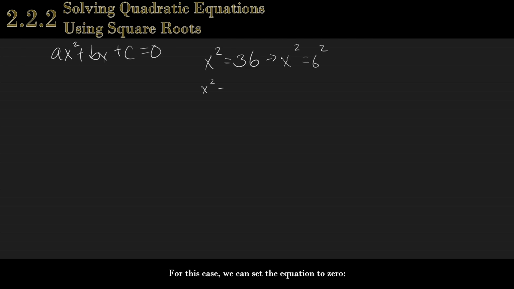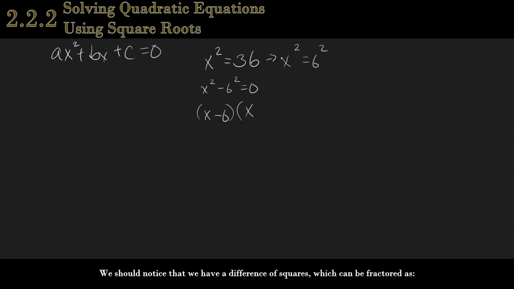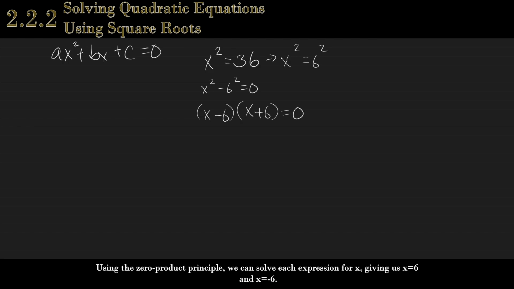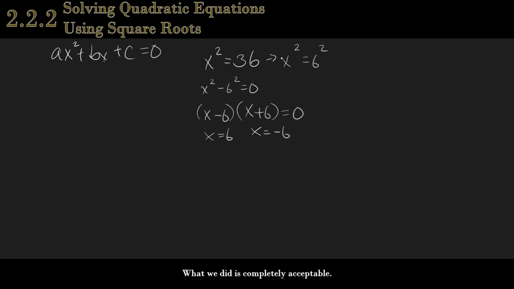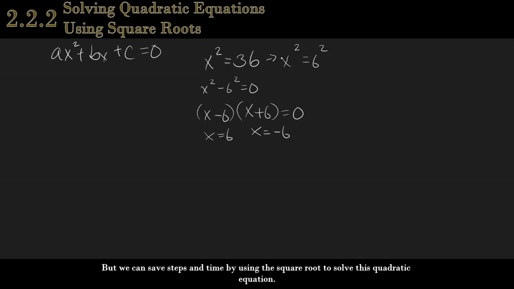X squared minus 6 squared equals 0. We should notice that we have a difference of squares, which can be factored as x minus 6 times x plus 6 equals 0. Using the zero product principle, we can solve each equation for x, giving us x equals 6 and x equals negative 6.